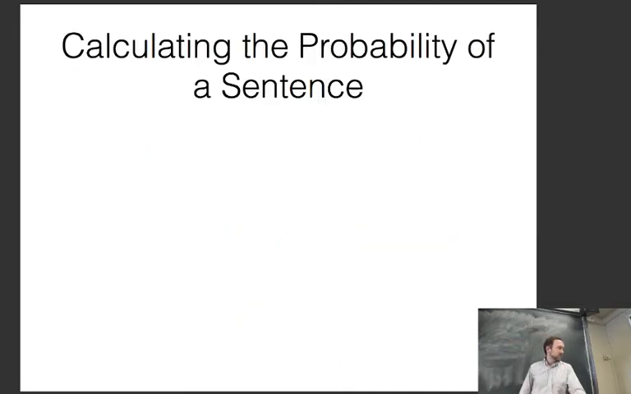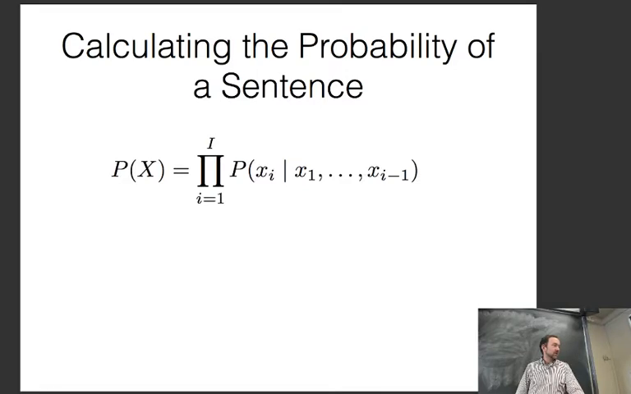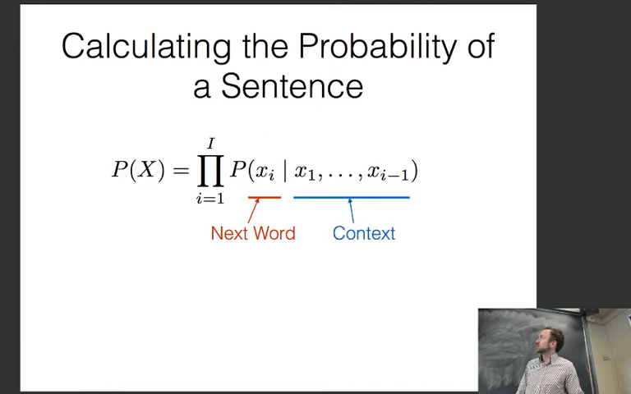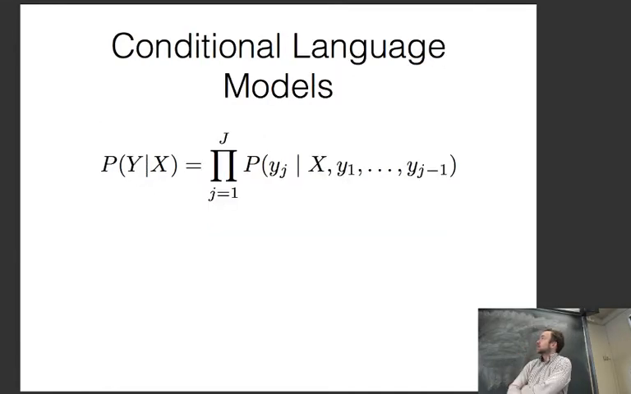So the formulation: in a language model, we would calculate the probability of a sentence like this. If you remember our language model probabilities, it would be P of the next word given all the previous words, and we multiply them all together to get the probability of X. So that's our next word and our context. For conditioned language models, all we do is we say we want to generate a sequence Y. And in addition to all the previous words, we include our input X as well. So we add that context.